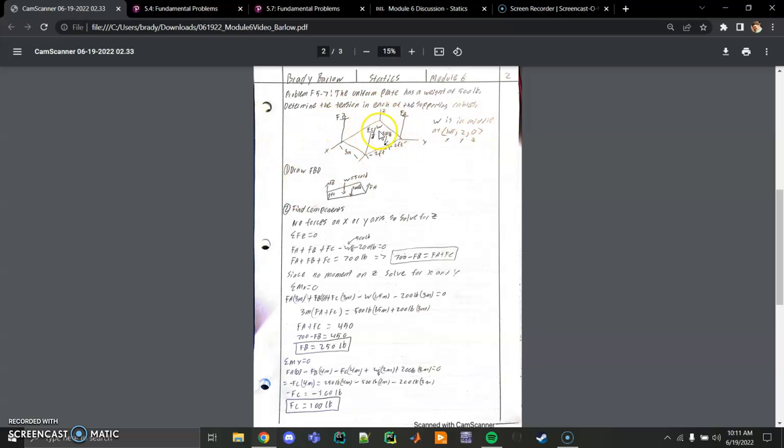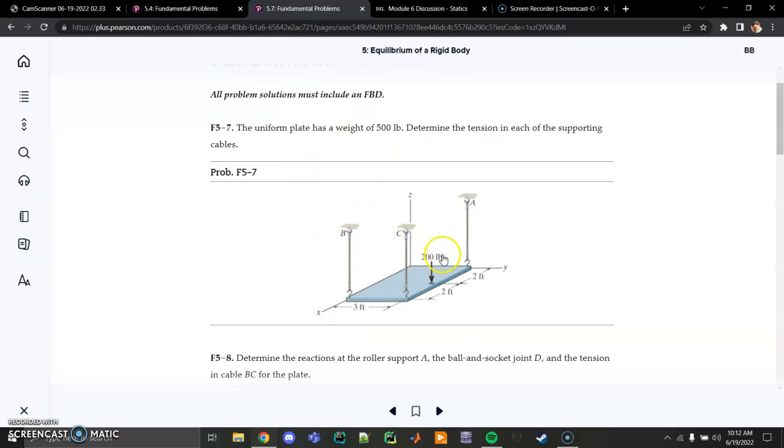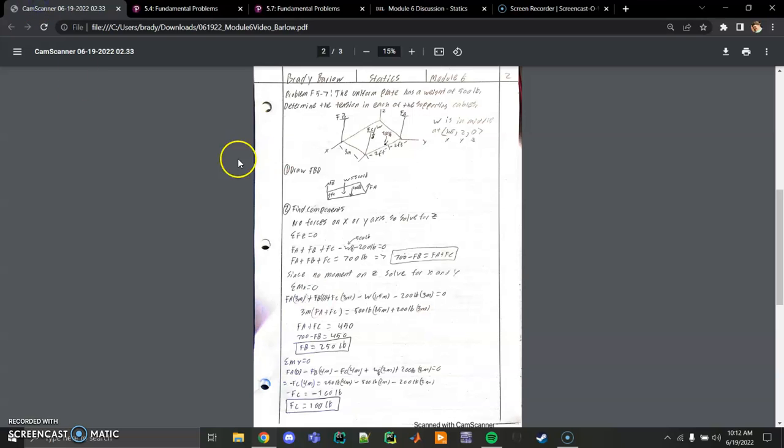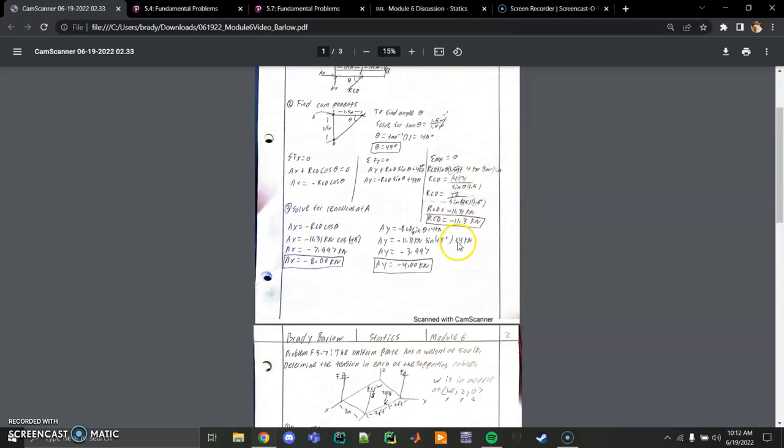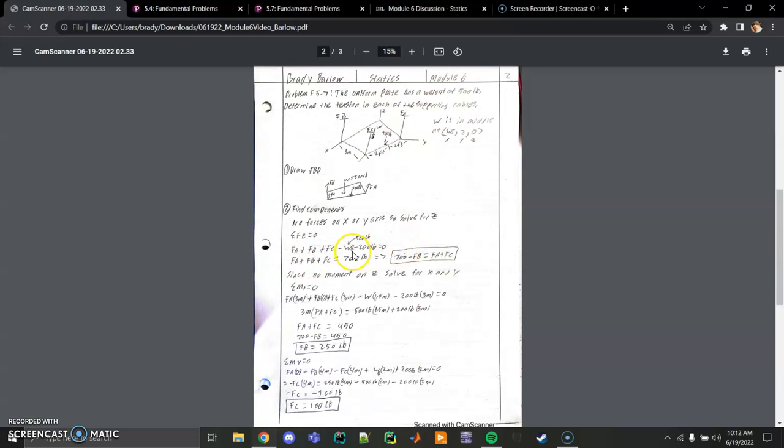The first step I took at solving this problem was to draw a free body diagram. I really tried my best here. I'm not the best artist. But to show a better picture of what this plate actually looks like, you can look at the real problem here. So the first step after the free body diagram is going to be real similar to the first problem up here. And that is, I want to find my components.